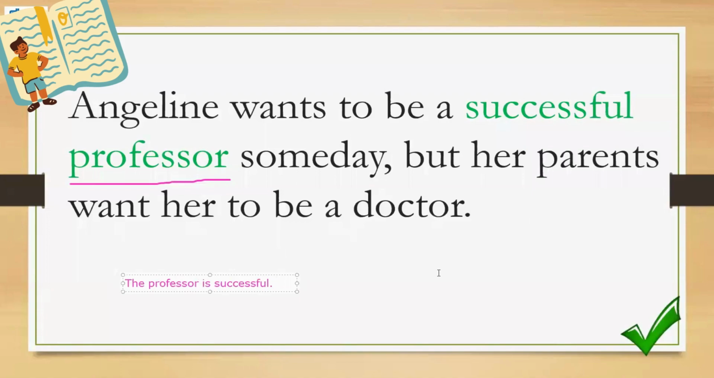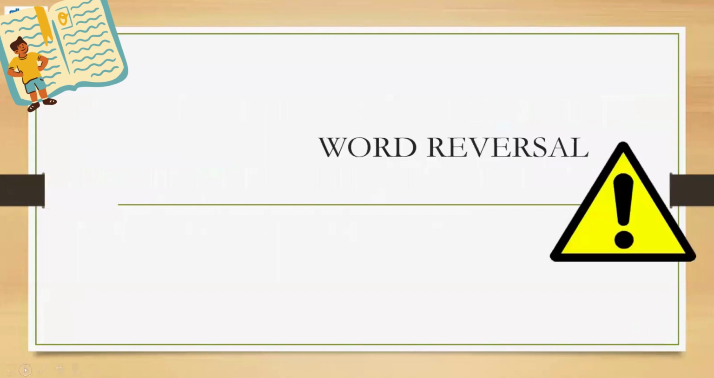So this way, the adjective is used as a predicate. This one is using the pattern SLVPN. Now, the error of this sentence is what we call word reversal. We have to be very careful and make sure the words are used properly and positioned properly in a sentence, because once the position is wrong, it could make the sentence wrong also. So, the second type of error that we need to look out for is what we call word reversal.